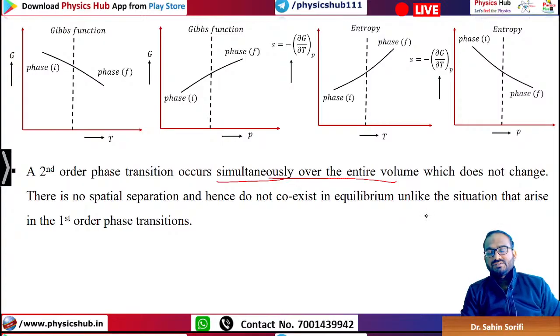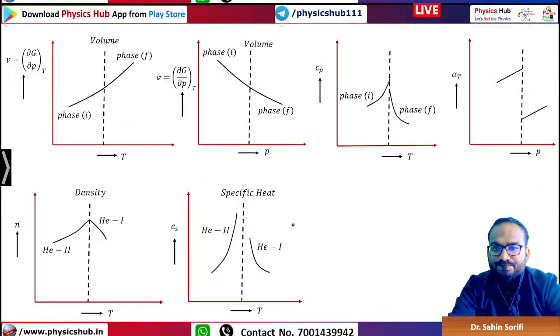In first order phase transition, we have seen the coexistence of liquid, vapor and solid phase. But here the phase transition happens simultaneously. So at one time, you will get only one phase. So there is no coexistence of multiple phases. There is no spatial separation, hence they do not coexist in equilibrium, unlike the situation that arises in the first order phase transition. I hope you are all getting it.